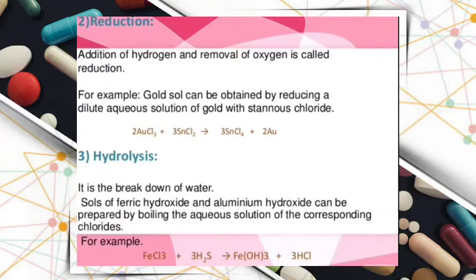Then hydrolysis, which is the breakdown by water. The sols of ferric hydroxide and aluminum hydroxide can be prepared by boiling the aqueous solution of the corresponding chlorides. For example, FeCl3 + 3H2O gives Fe(OH)3 + 3HCl.